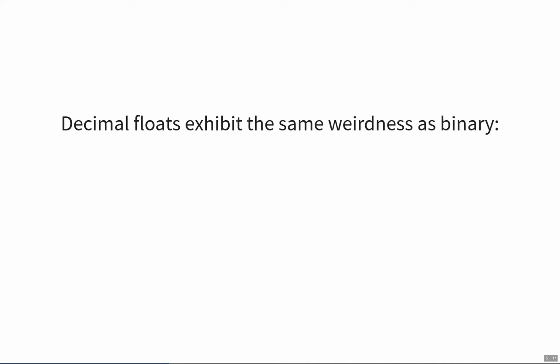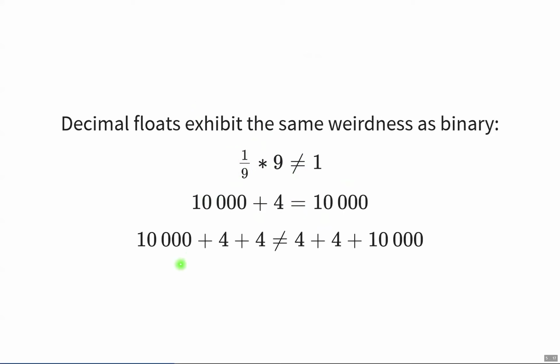the thing about the decimal floats is that they exhibit the same issues that we have seen at the start with binary floats. If you take decimal floats and you try to encode this computation, 1/9 times 9, it will not be 0, and it can't be 1. Similarly, if you say, I have 10,000 and I want to add 4, it will still be 10,000. And of course, when you add numbers, it matters in which order you do this. The results will be different.